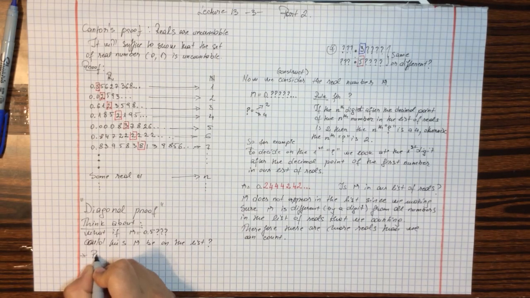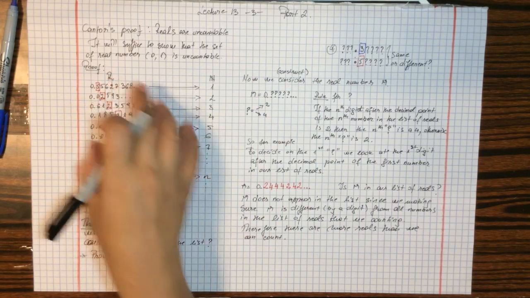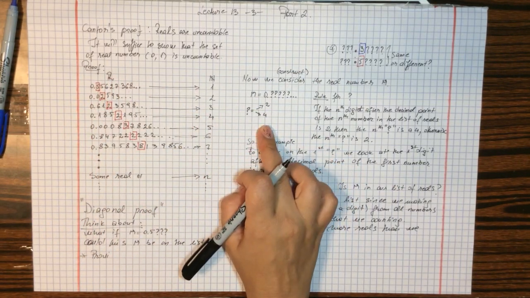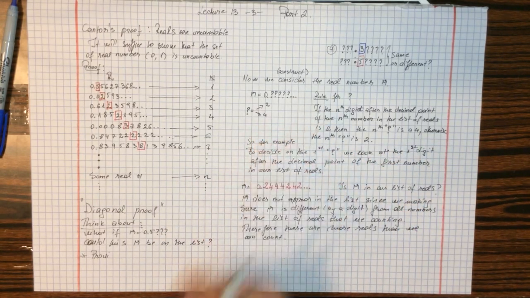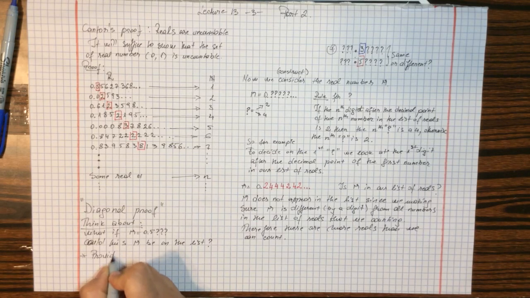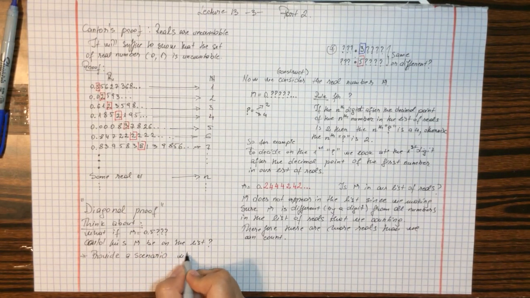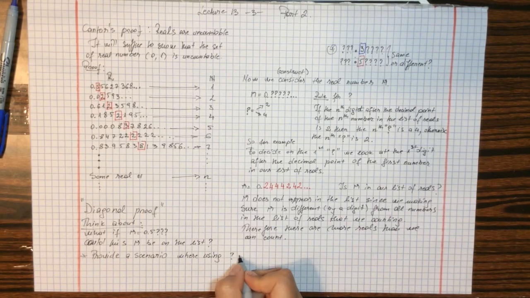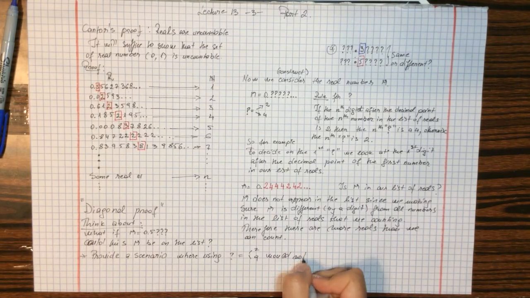So provide a scenario, meaning use not the same list, some other list, but instead of 2 and 4, use 2 and 9, and show that this argument will not work if you have 2 and 9. Okay, so provide a scenario where using for the question mark 2 and 9 would not work. Would not work.